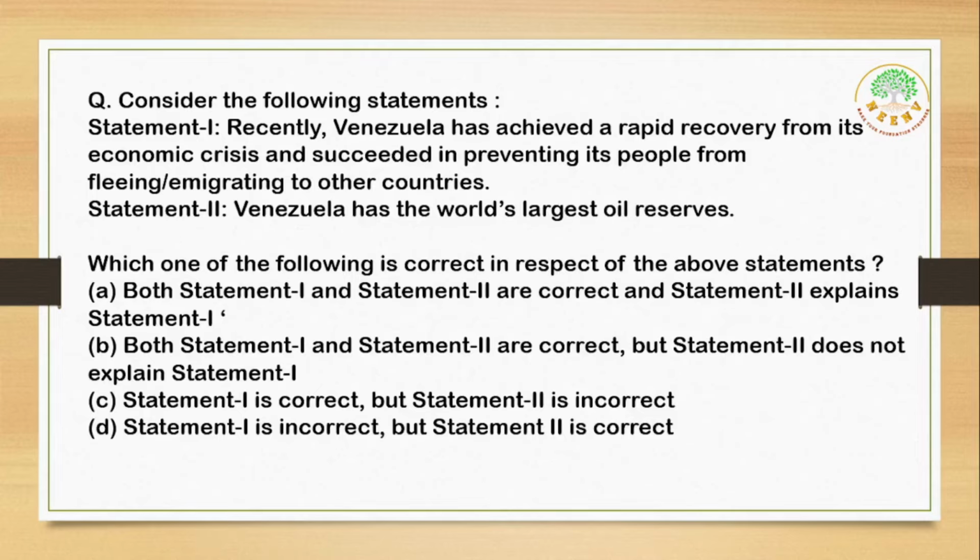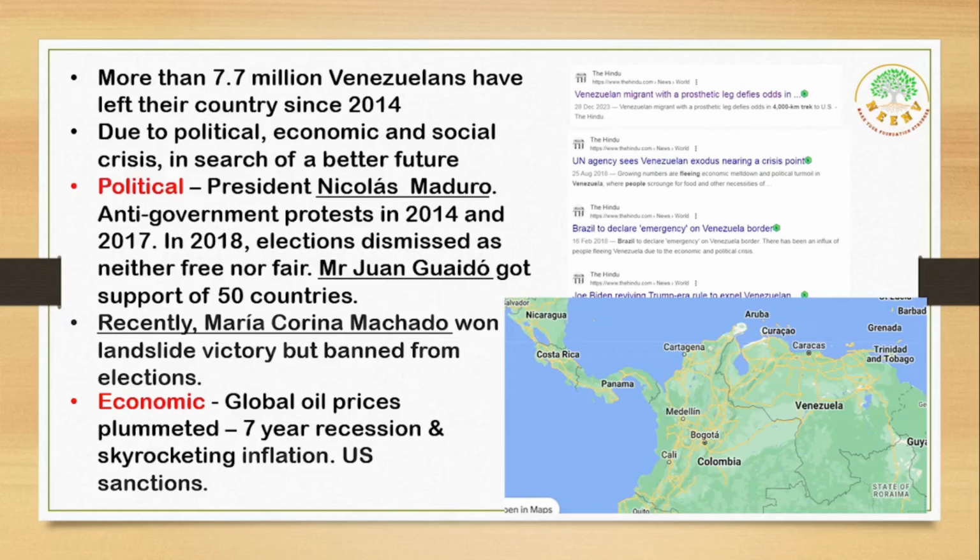You would have been seeing in the news that for the last 6-7 years, Venezuela has been going through a grave economic crisis. There has been a political crisis going on in Venezuela. Since 2014, more than 7.7 million Venezuelans have left their country due to political, economic, and social crisis, and also in search of a better future. Venezuela is a country which is located in South America.